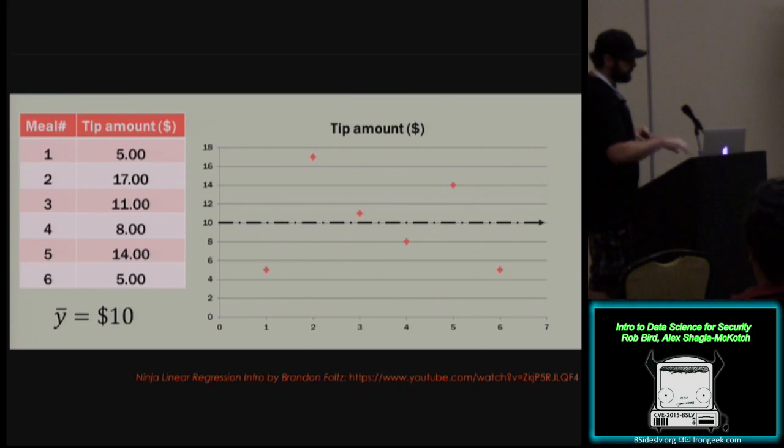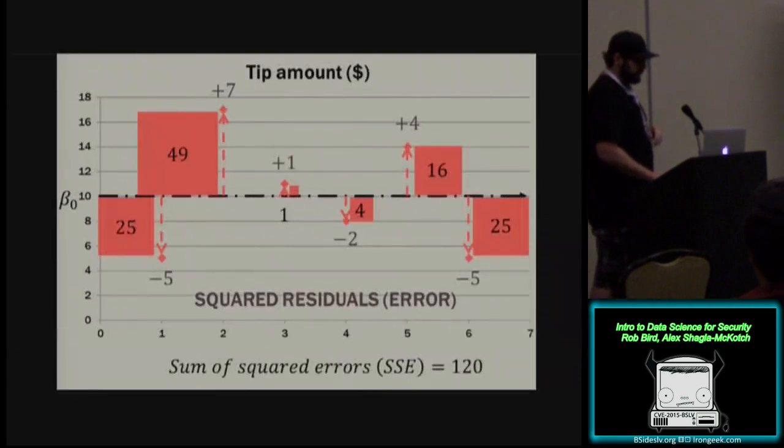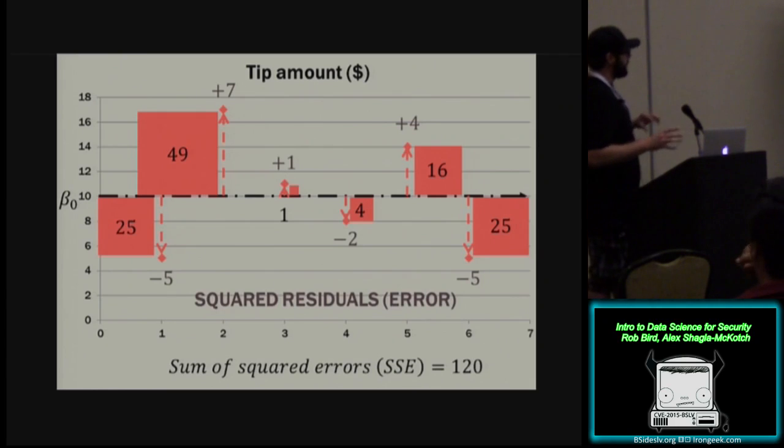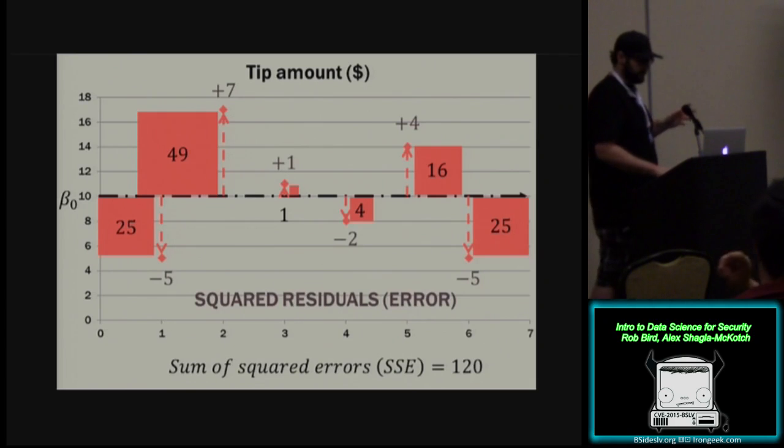So with this, we can see the points are distributed based upon the actual tip amount for the meals. And we can see the mean here is 10. Now if we actually look at the errors based upon it, we'll see that the sum of the squared errors is 120. We're going to remember 120 because we're going to go back to that once we get into the regression.